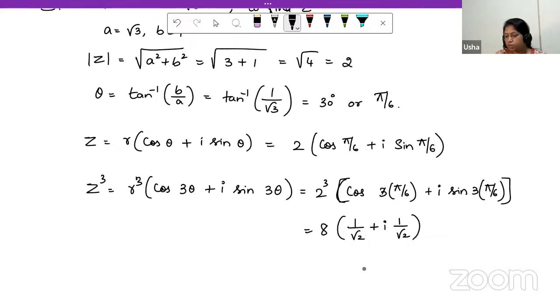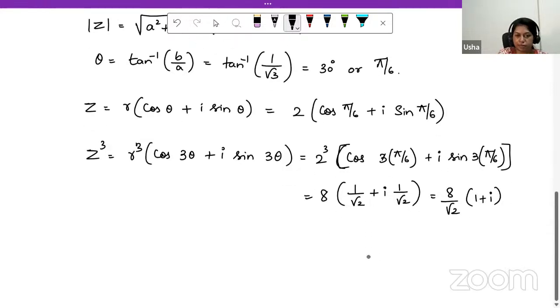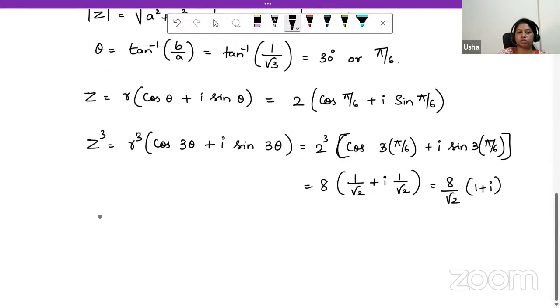No, you will not get 0, because it is not minus, it's plus. Even if it's minus, since i is there, it will not become 0. So that's all, that is the answer. You can write it as 8 by root 2 into 1 plus i. This is a complex number. You can write it like this, or you can write it in the real and imaginary form also.